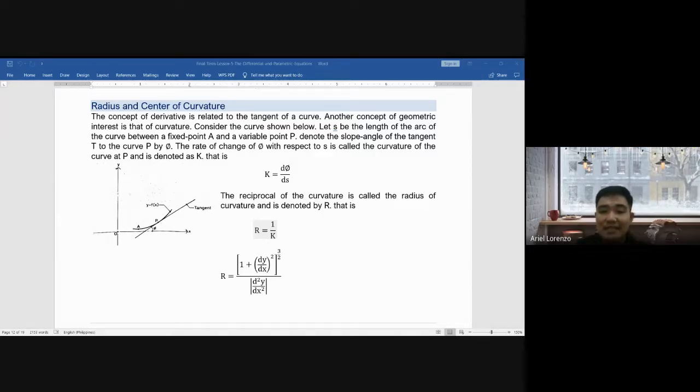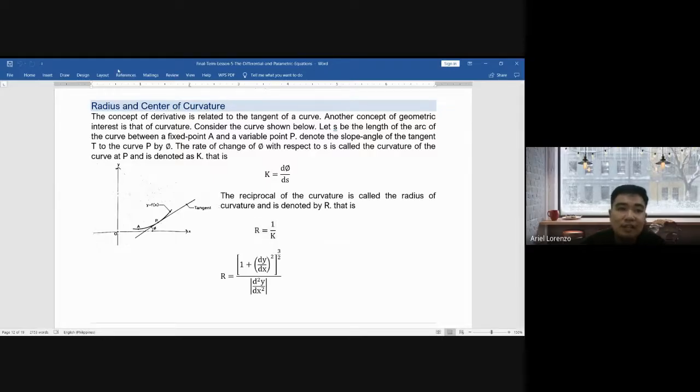This is now the last topic for Calculus 1. The topic is on the radius and center of curvature. This is another application of calculus wherein we are going to solve the radius and the center of a curvature. You know a curve, di ba?